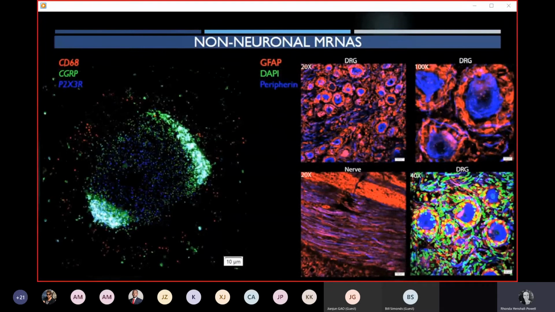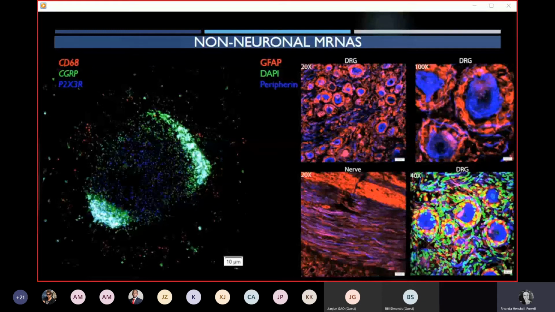Also, in our recent paper, we did look at some non-neuronal mRNAs. So we looked at CD68. This is kind of a classic marker used to label macrophages, but it also labels a variety of other cell types, including fibroblasts. And I think you can appreciate just from this left-hand picture that the CD68 signal is making this ring-like or halo-like shape around the sensory neuron.